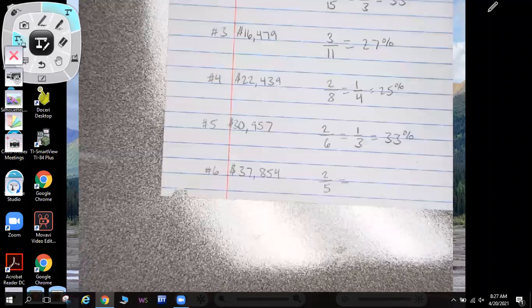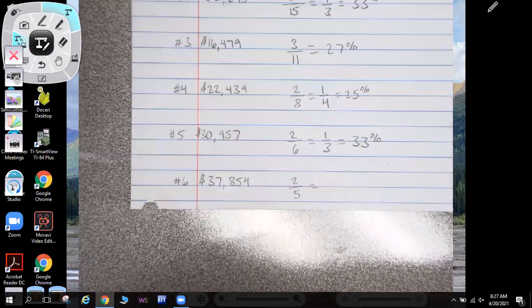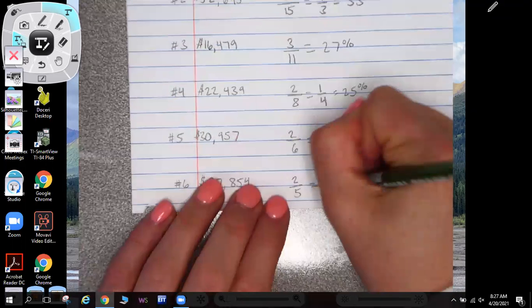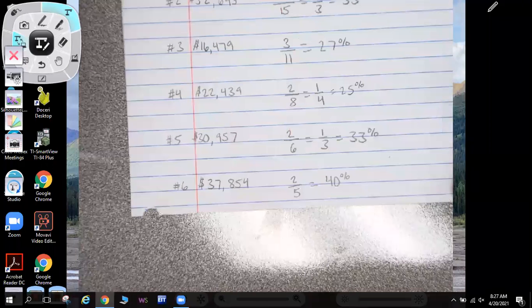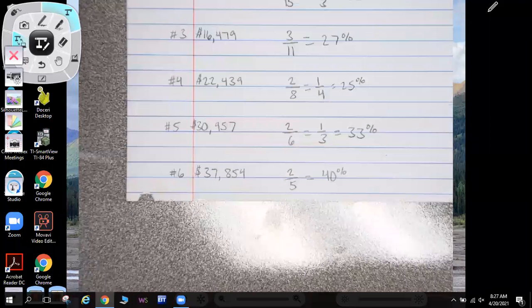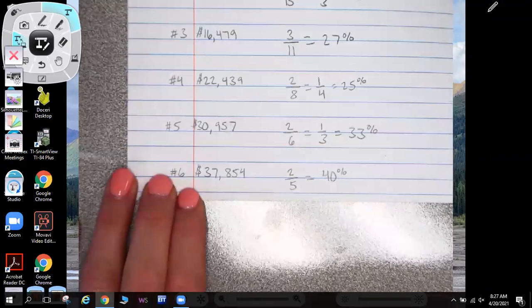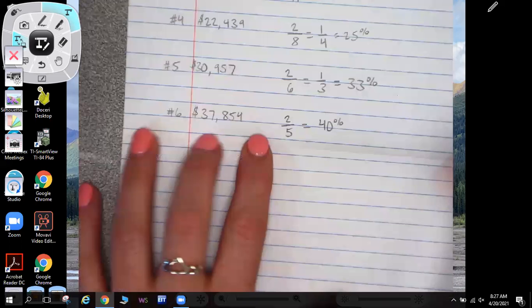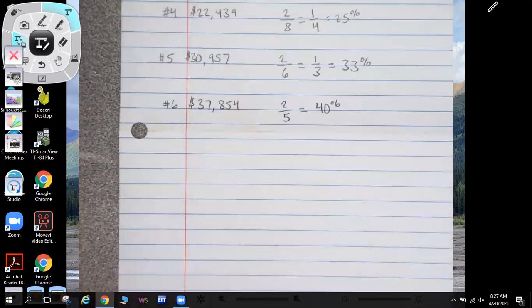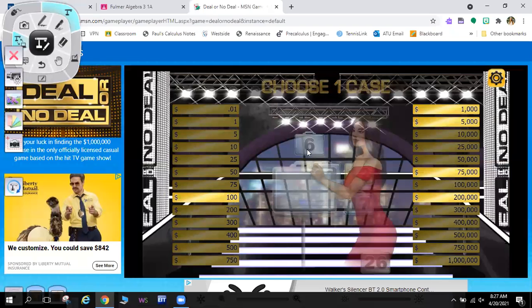Okay, offer number 6 is $37,854. 2 cases have more than that amount left out of the 5 that are left, which is 40%. So there's a 40% chance that if we were to keep playing, we would win more than what the bank is offering us. All right, we have to open another case.